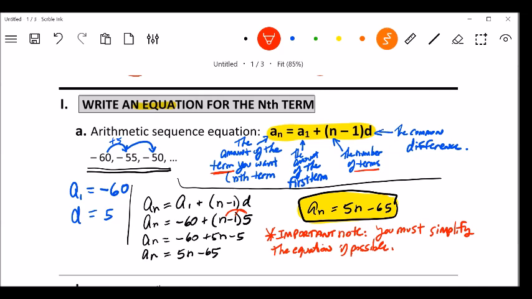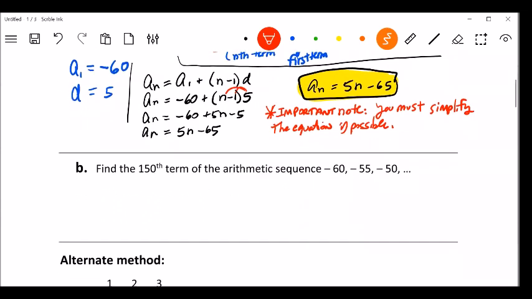Now, let's use that equation. In the next part, let's find the 150th term. We could add 5, add 5, add 5, add 5, add 5, add 5, add 5, add 5. After a while, it gets tiring. That's the reason why we have these equations. It makes it much faster.